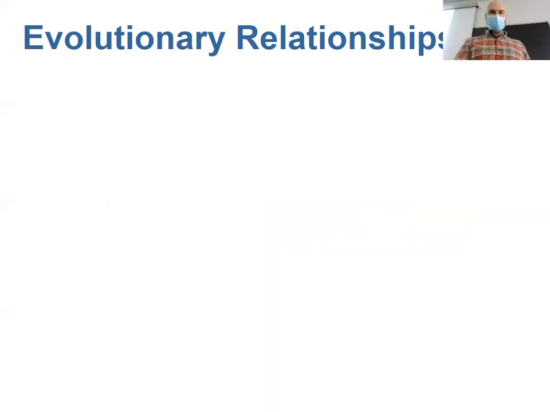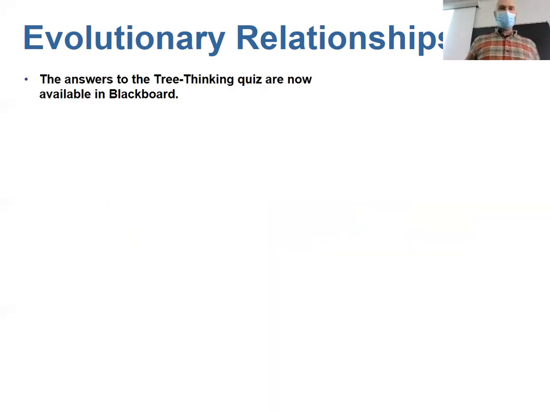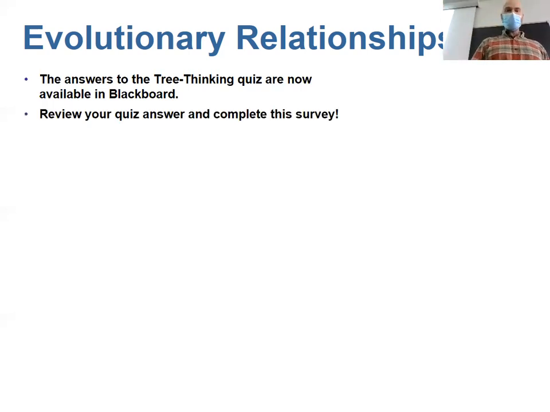Cool. Well, let's talk about this a little more. I want to continue with this. The answers to the tree thinking quiz are now available in Blackboard. So you took a 10 question quiz in advance of class today. What I'd like you to do is grab those answers off of Blackboard and compare them to your own answers, essentially grade your own quiz. As you're doing that, complete this survey that's going to ask you how many questions you got right, and then ask you to reflect on that a little more.